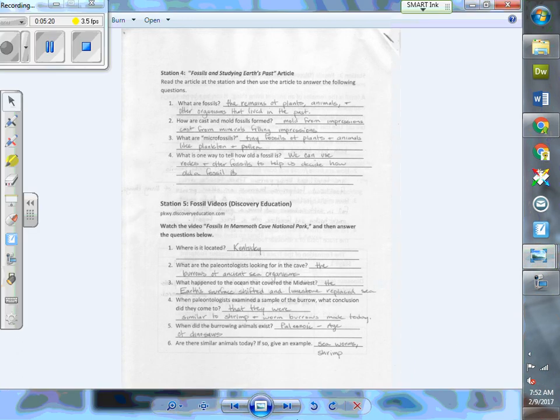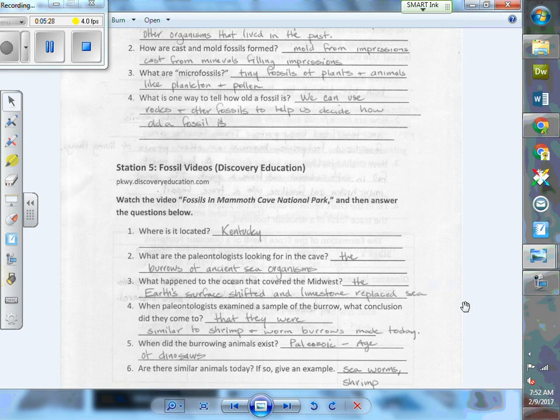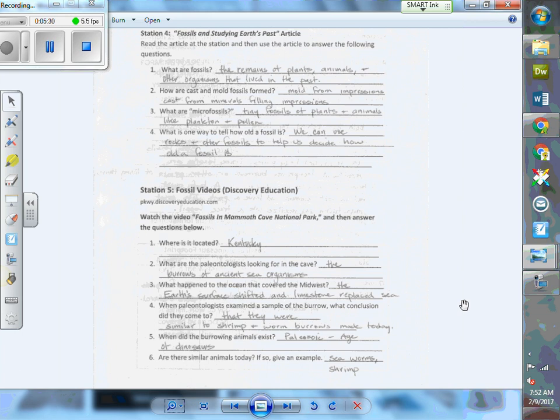Okay. Formal definition here for fossils. Let's see, I want to make this a little bit bigger. Here we go. All right, what are fossils? Fossils are the remains of plants, animals, and other organisms that lived in the past. All right, we talked about cast fossils and mold fossils. Molds were from impressions. Casts were from minerals that filled the impressions. Microfossils were tiny fossils of plants and animals like plankton and pollen.